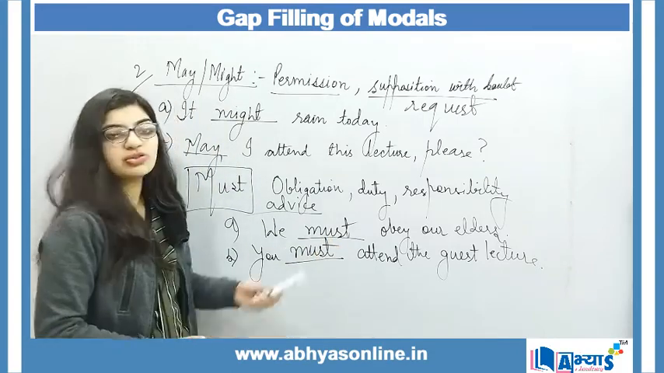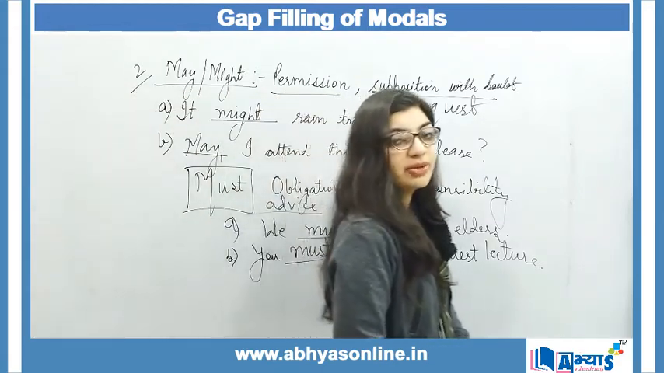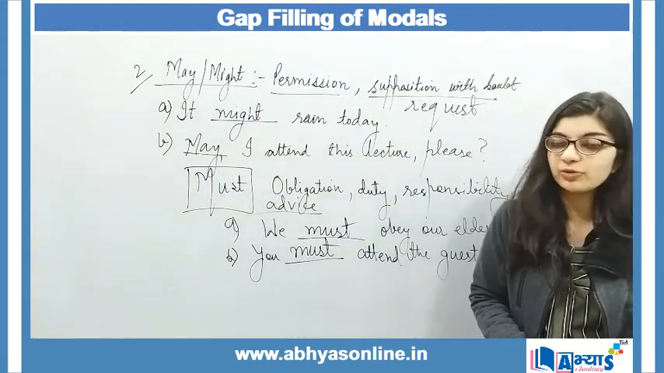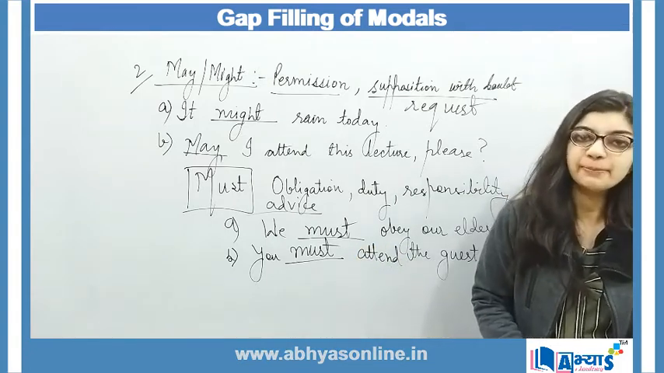So must is used for showing some kind of obligation. Whenever in a sentence you see that there is some obligation or some moral duty that you have to follow, without any doubt, fill the gap using the modal must.